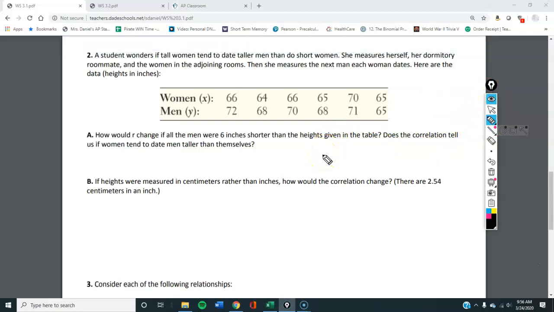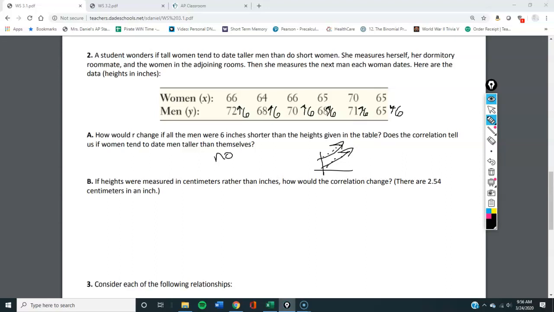Now, first question. Remember, how much did they match up? So our first question would be, would R change if all the men were 6 inches taller? If all these go up by 6. No. Think about the graph. If here were all our dots, and we made them all 6 inches taller, it's still going to be the same correlation. It just shifts the whole thing up.